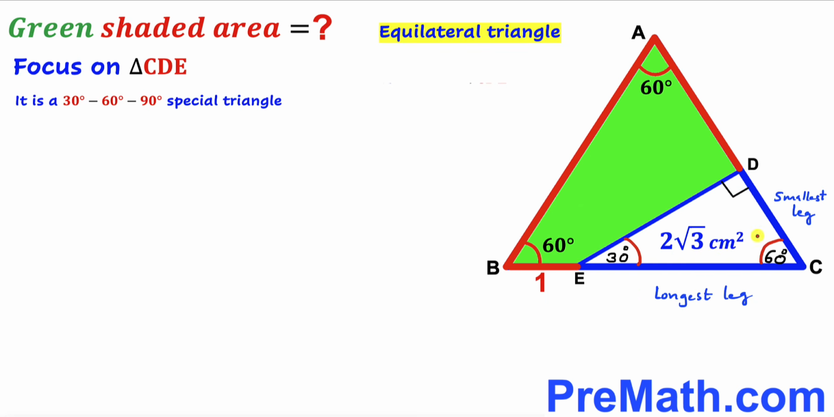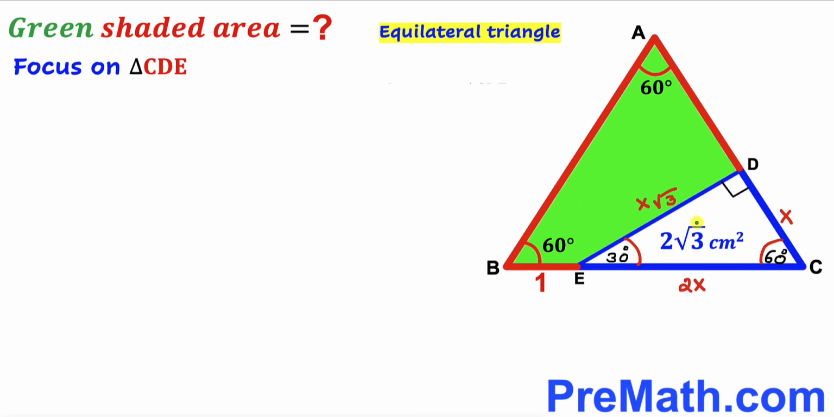In such a special 30, 60, 90 triangle, the longest side is always twice the smallest leg. In other words, if the smallest leg is 1, then the longest side has got to be 2, and the third leg is going to be the square root of 3. In general, if the smallest leg is simply x, then the longest side is 2 times x, and the third leg is x times the square root of 3.